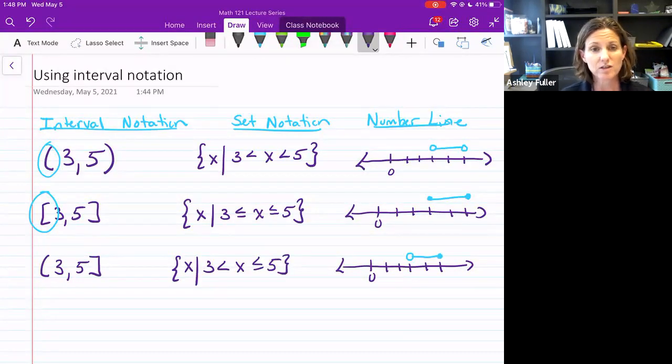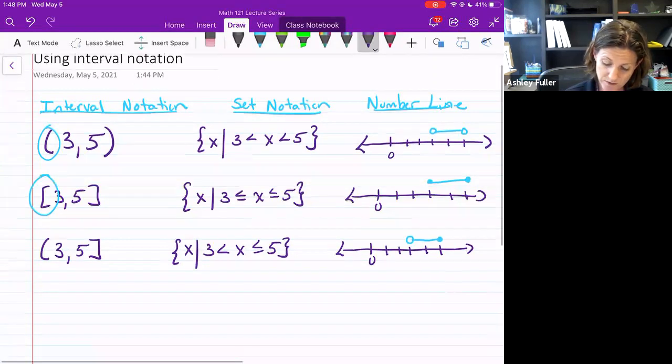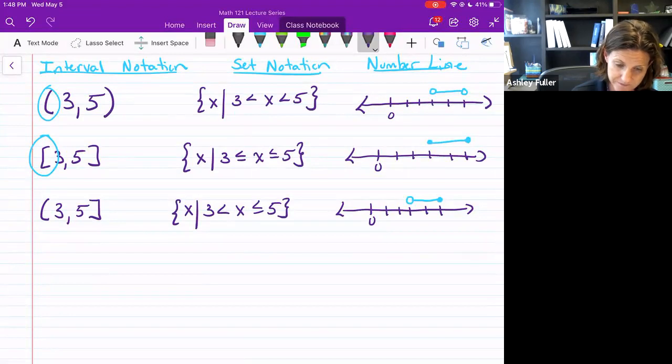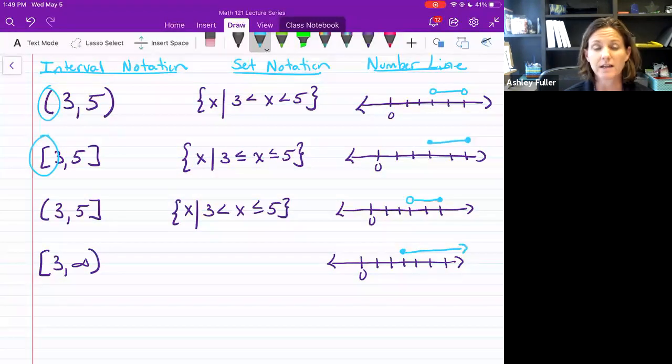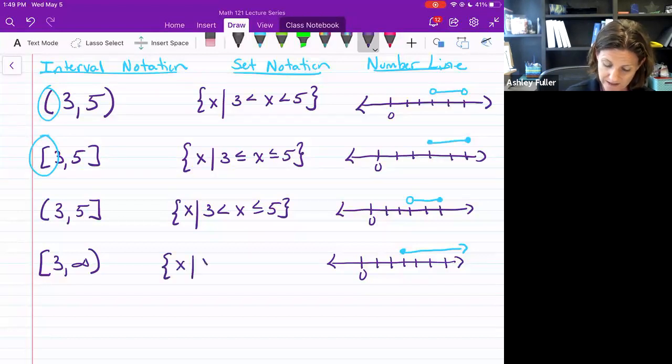The other place where things get a little bit different is if there's an infinity involved. So for example, if I have something like this, infinity will always have a parenthesis, never a bracket, because we can never get to infinity. If I go to 3, in this case, there's a bracket, so 3 is closed, but then I'm going all the way to infinity. So I draw my arrow to positive infinity, and it does not end. In set notation, that would be the set of all x, such that x is greater than or equal to 3. Notice there's not a two-sided inequality there.